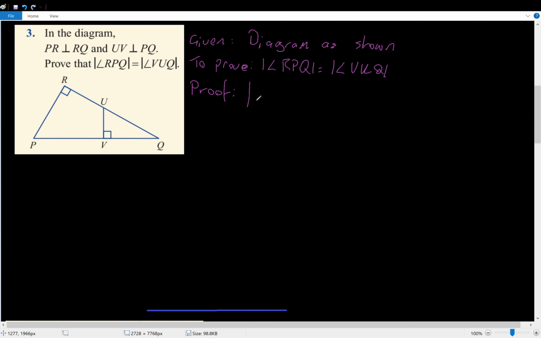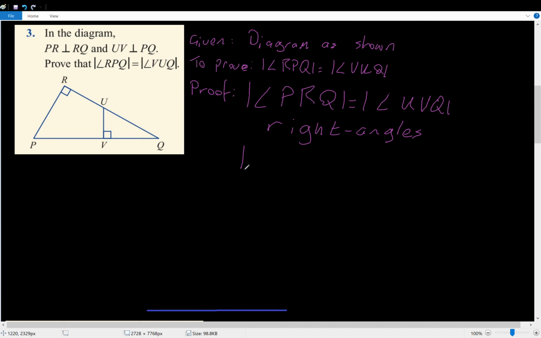Well, we can straight away say that the angle PRQ is equal to the measure of angle UVQ, because they are right angles, as marked in the diagram. And then from there we can also say that the measure of angle RQP is equal to the measure of angle UQV, because they are the same angle.